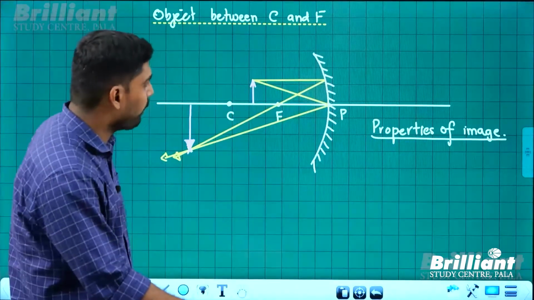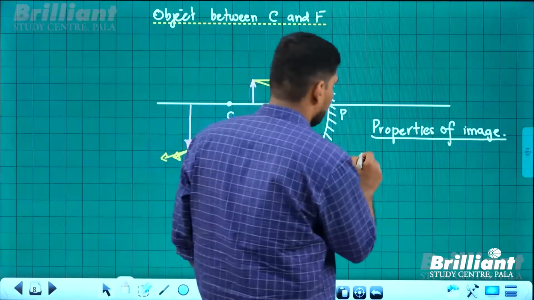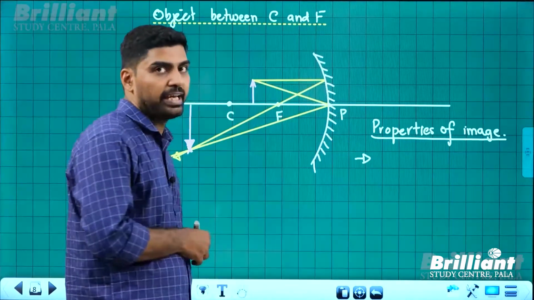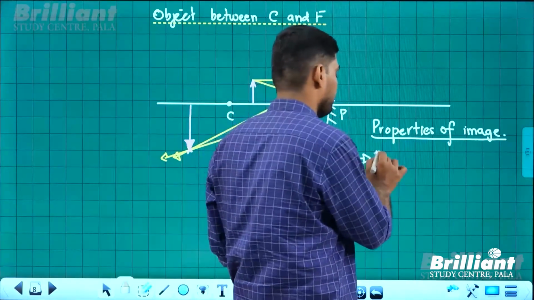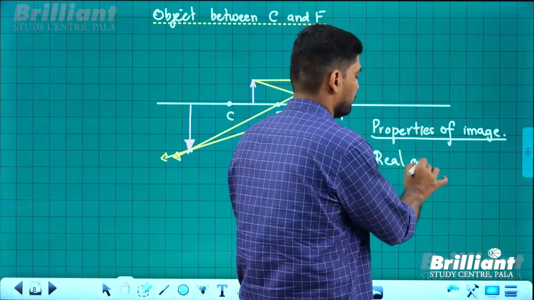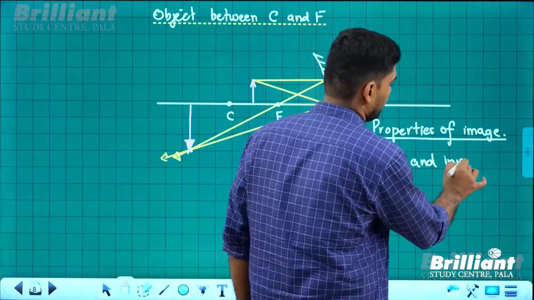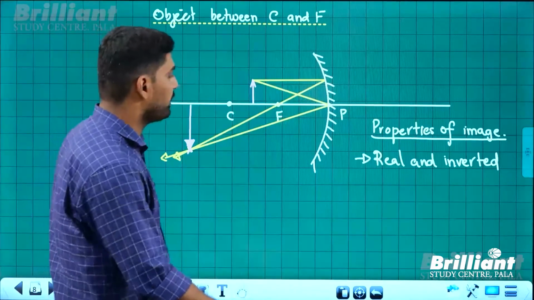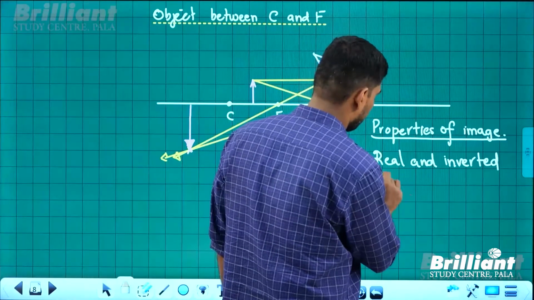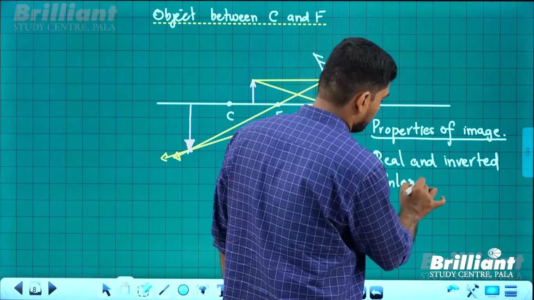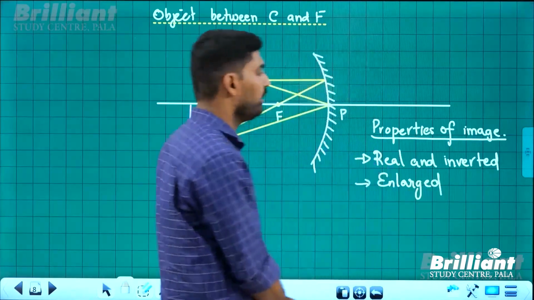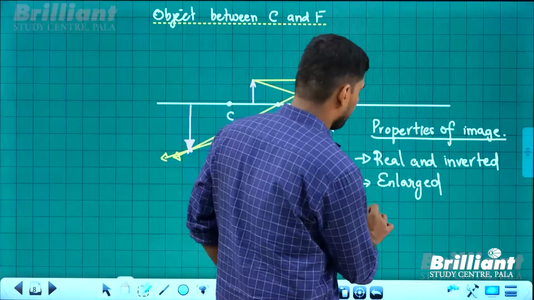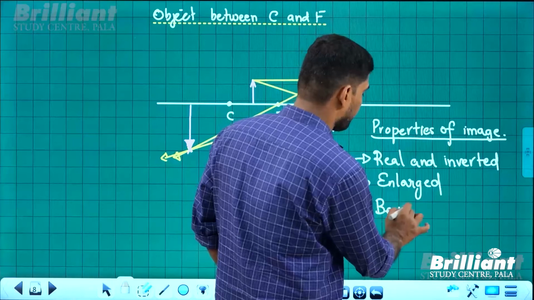Okay, what are the properties of the image? For one thing, it is real and inverted. Real and inverted, and you can see that it is enlarged. So the image is real, inverted, enlarged, and what about the location? It is beyond C.